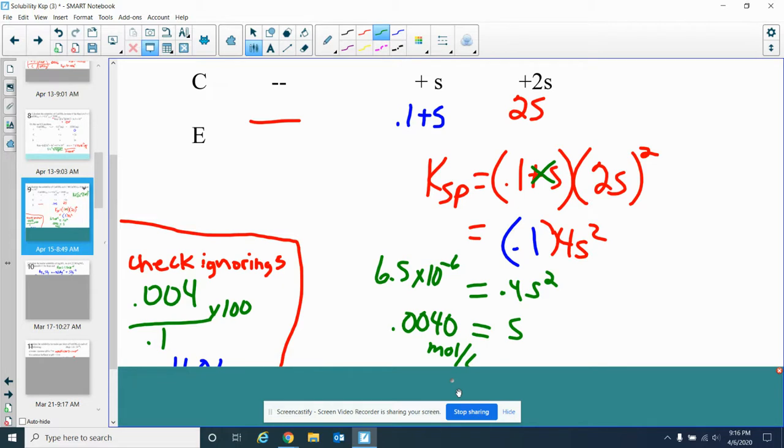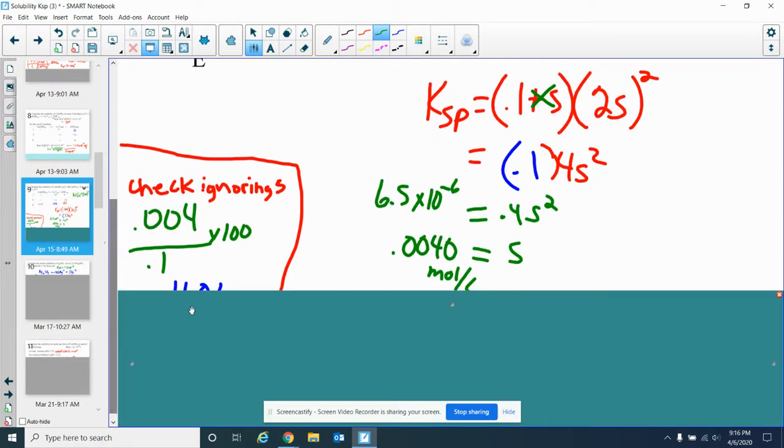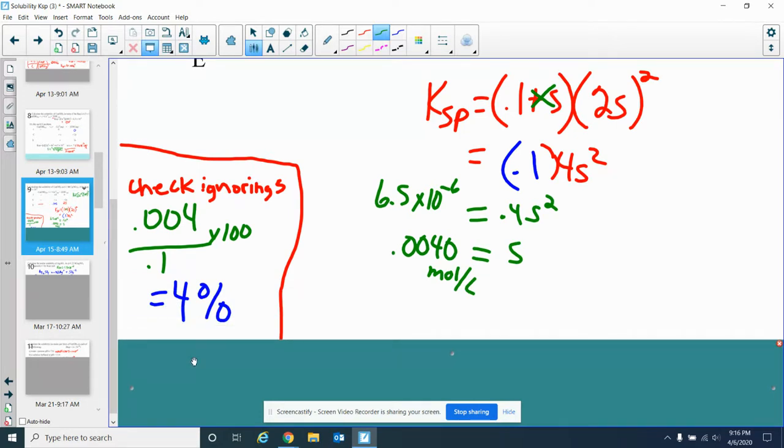When we multiply that and solve for S, we end up with 0.0040 molar. We should always check that approximation to make sure it was okay to ignore it. So 0.004 divided by 0.1, which was the concentration that we ignored it from, times 100 is 4%. So we said before, as long as it's less than 5%, then it's okay to make that approximation. So our solubility then is 0.004 molar. Okay, let's try another one.